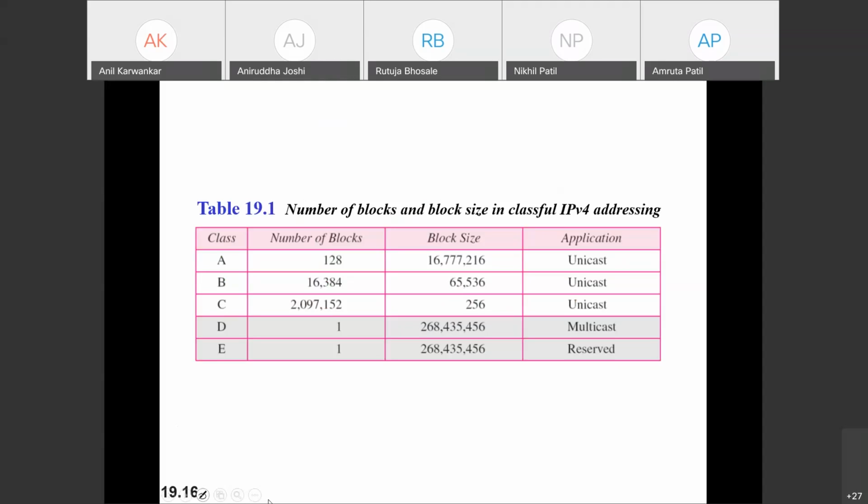Previously, it was suggested. But nowadays, any IP address can be utilized as a unicast or a multicast type of IP address. The number of blocks in the D and E provides us the block size of 268,435,456, so that these particular block size addresses are available for multicast. That's the meaning.